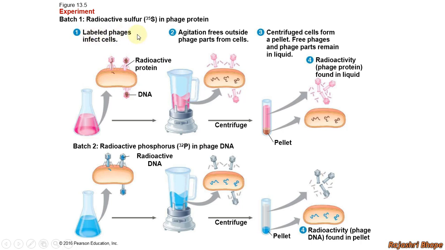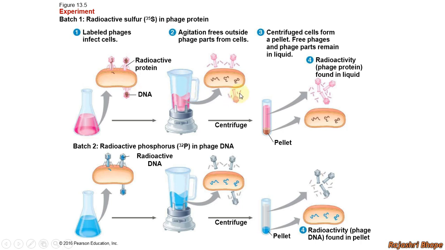The labeled phages, the phages whose protein coat is labeled, are allowed to infect the E. coli cells. As the E. coli cells are infected by the phages, they allowed these viruses to multiply inside the E. coli cell. Then they agitated the cell suspension in a blender.